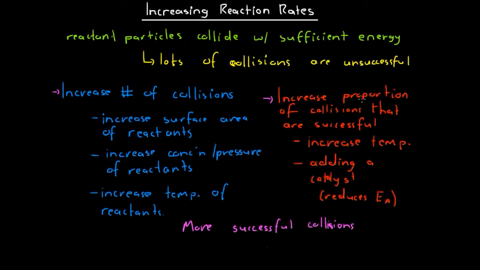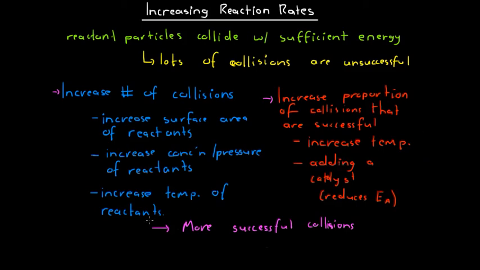However, if we leave the proportion of collisions that are successful unchanged and we simply increase the number of collisions, then we're still going to get more successful collisions. And so increasing the reaction rate is all about finding a way to get more successful collisions taking place. And these are the two ways that we can do that. We can increase the number of collisions, or we can increase the proportion of collisions that are successful. And both of these aim to allow more successful collisions to occur.